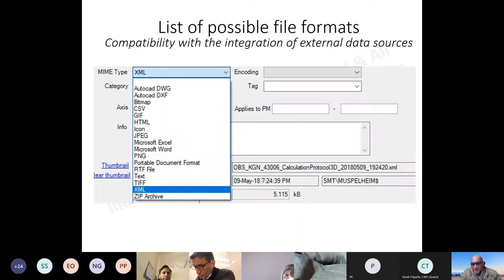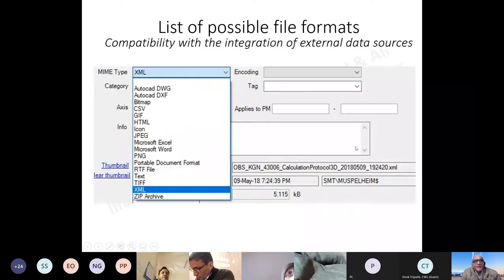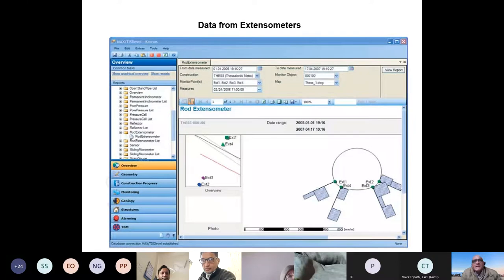First of all, you have to input the data and then make a database. For that, you can use any kind of file formats. You can use AutoCAD, CSV, HTML, of course PDF, all the file formats can be entered and they form our main database. You have an extensometer. I give an example of a tunnel because that's easy to understand. Of course, extensometers are used in dam foundations also.